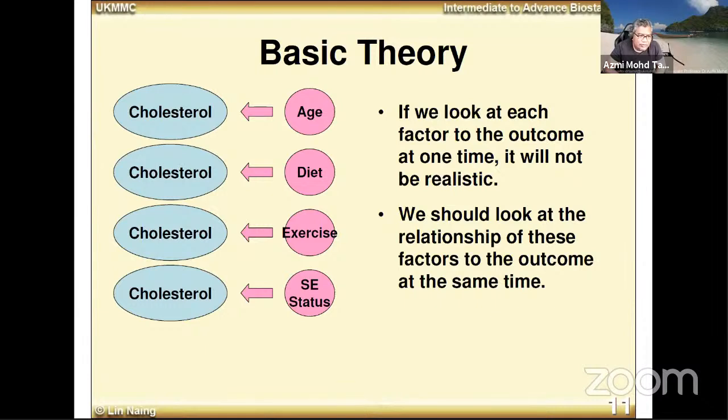And as you all know, when you do simple linear regression of age, diet, exercise, and socioeconomic status with cholesterol, it will be significant. But I think we all realize that between age and diet, age and exercise, age and socioeconomic status, they are all correlated. And there could be interaction between all these things. And whatever effect that you have from age is inflated by the effect from the others. So we have to adjust.